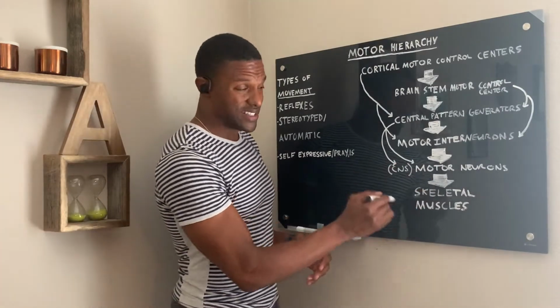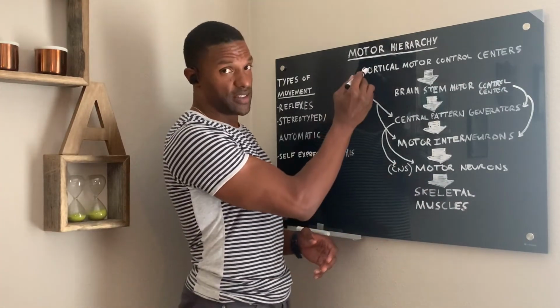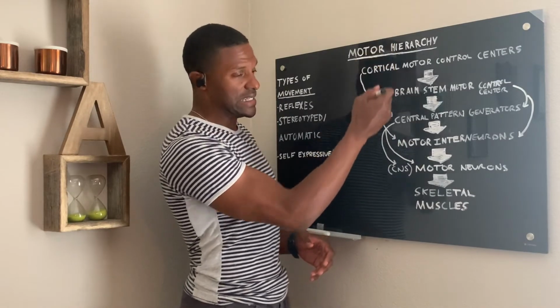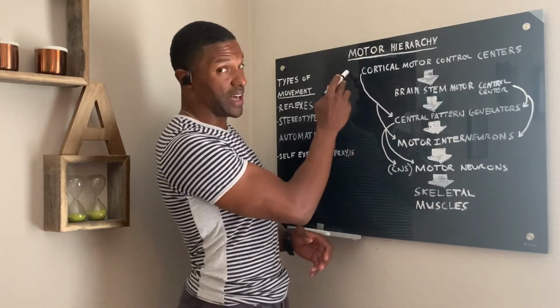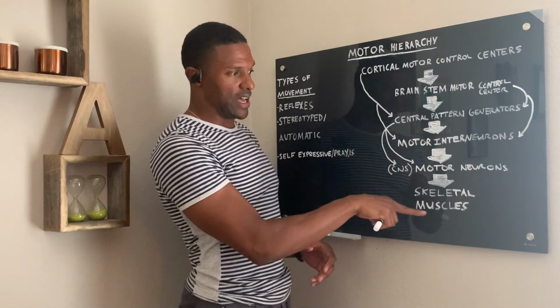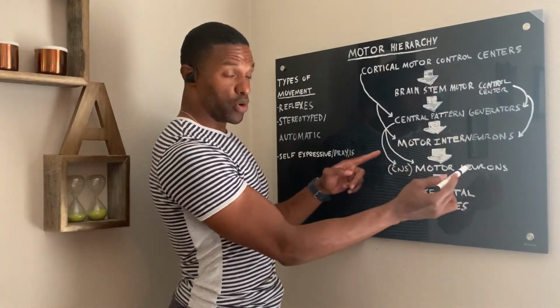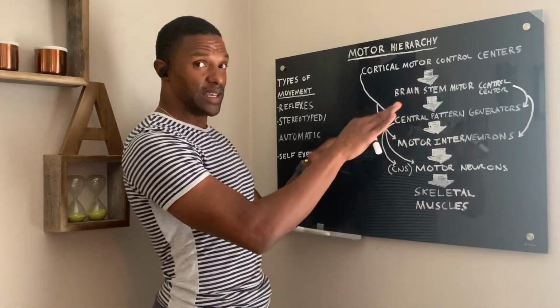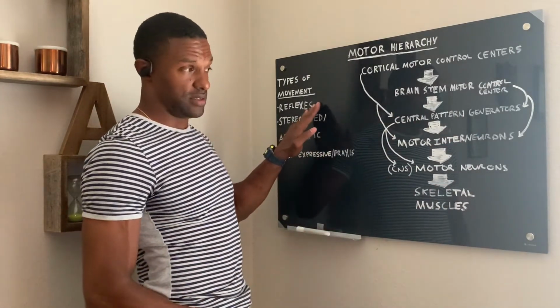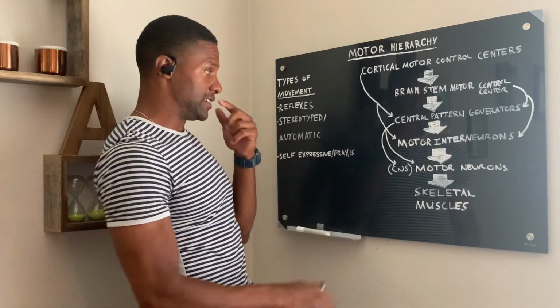These lower centers do not talk up to the higher centers. It is a descending hierarchy from the higher centers that talk down to these lower centers. Again, the motor neurons and skeletal muscles can really be categorized with reflexes. They all control those reflexes.